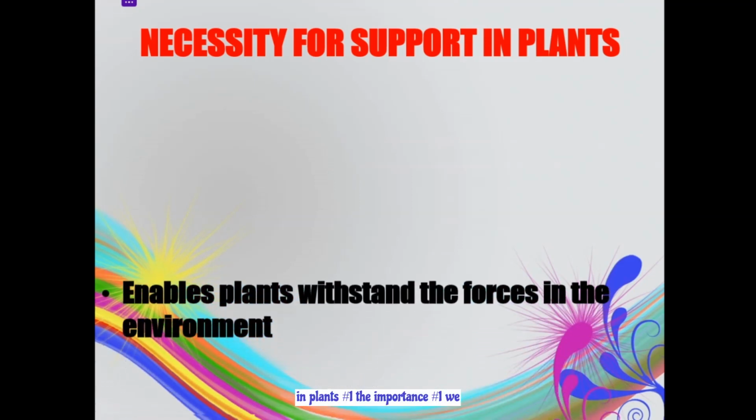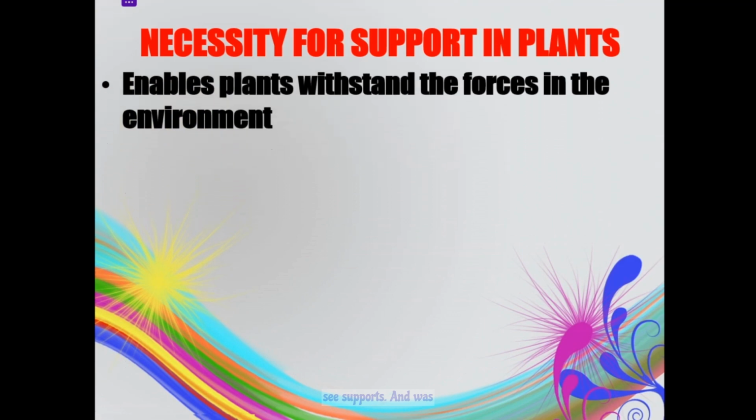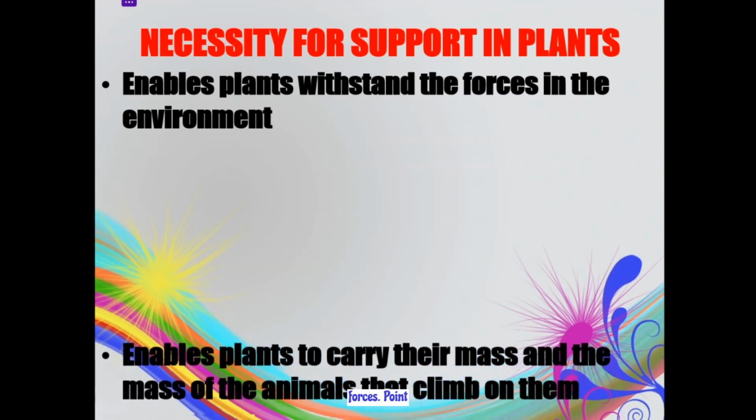Number one, we say support enables plants to withstand forces in the environment. Maybe the forces of the wind, the forces of storms, the forces of the raindrops and the rest. So through support, plants are able to withstand such forces.